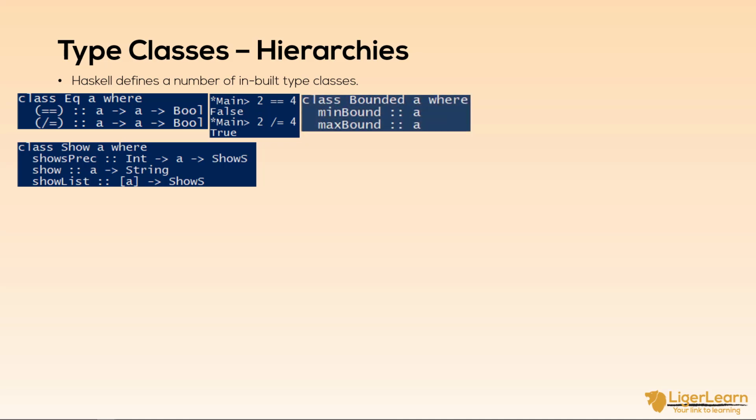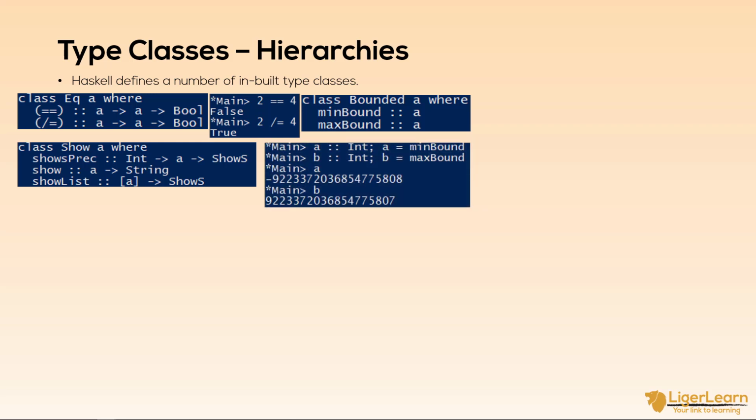The Bounded type class is used to define the upper and lower limits of a type. So, for example, we know with the Int type that it has a minBound and a maxBound, and we can see what it is because Int defines an instance of the Bounded type class. An Int cannot store a value lower than the minBound or a value higher than the maxBound.